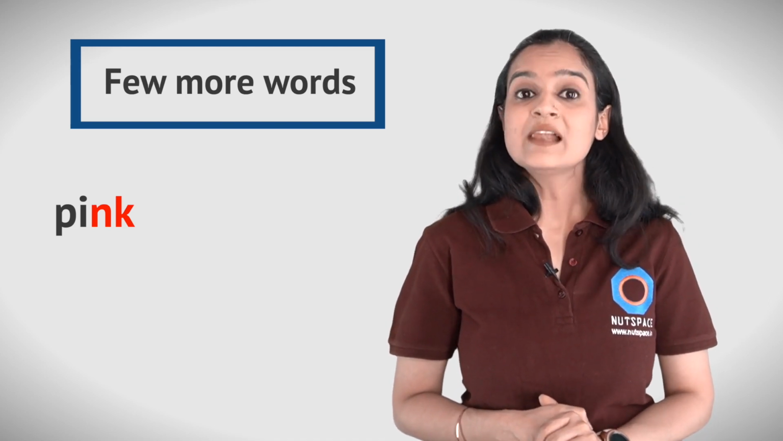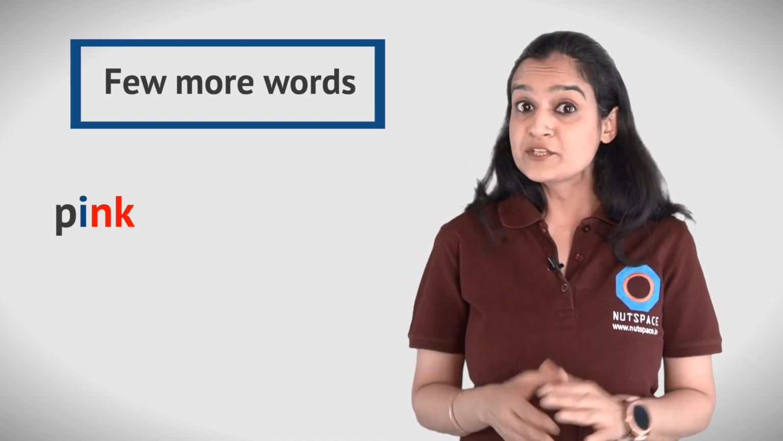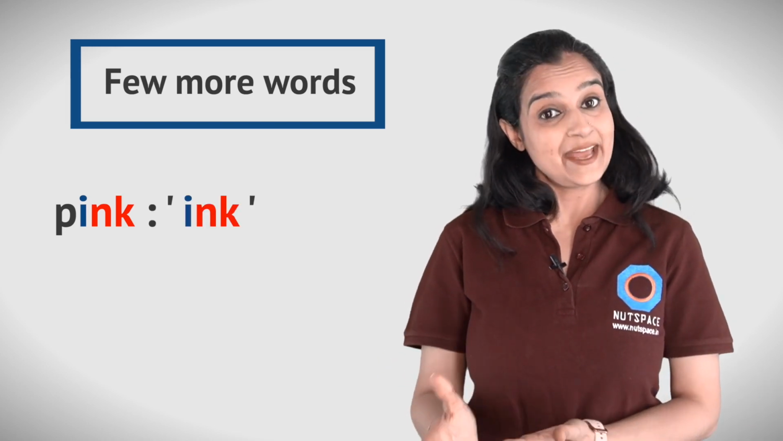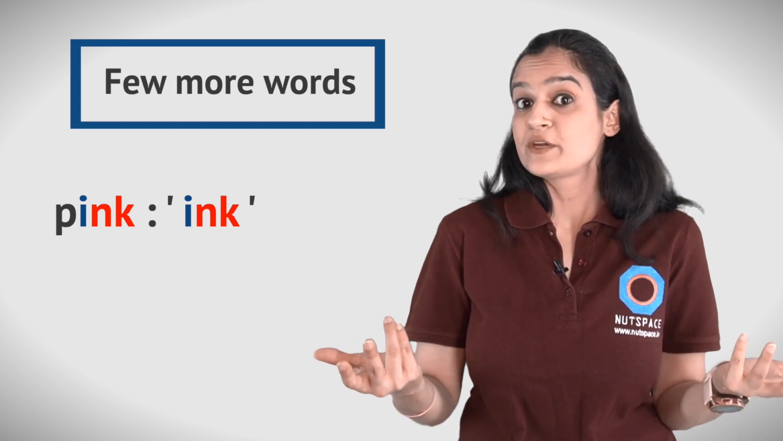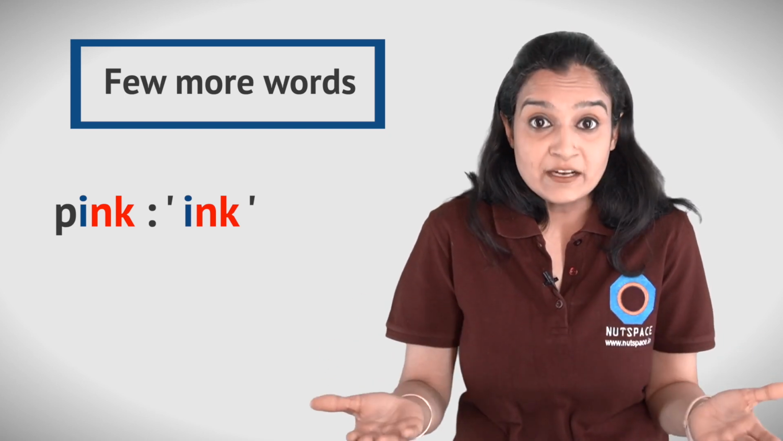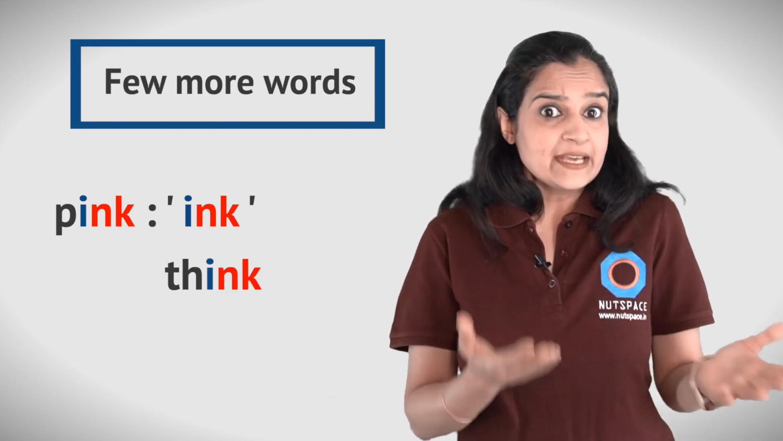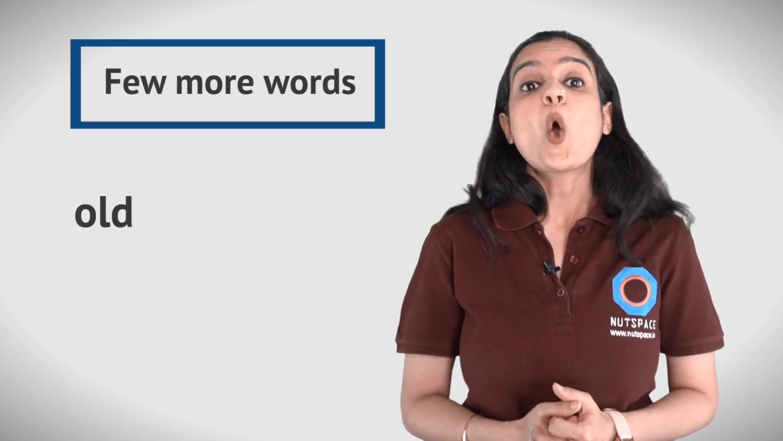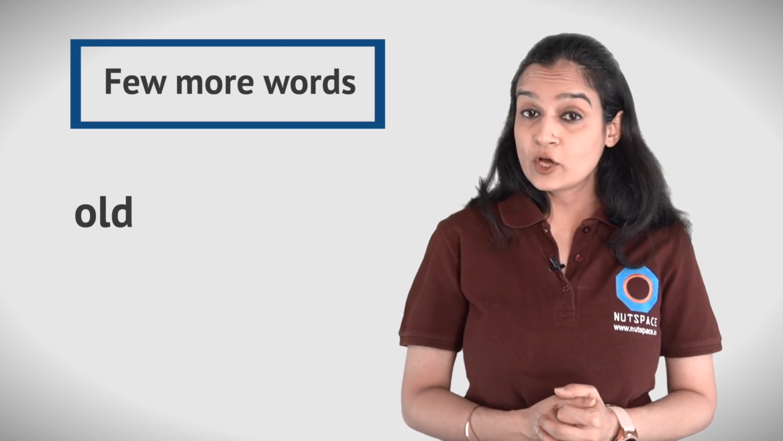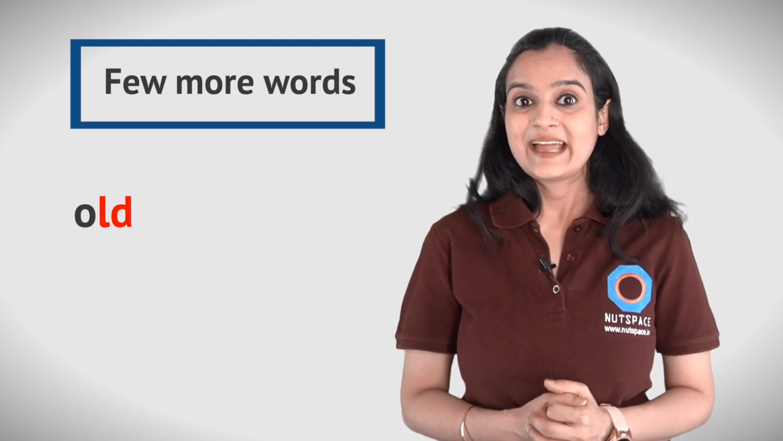And it follows the vowel I. The string here is I, N and K. Can you think of some words with the string ink? Well, ink itself is a word. Think, link, drink. In the word old, the final consonant blend is L and D.